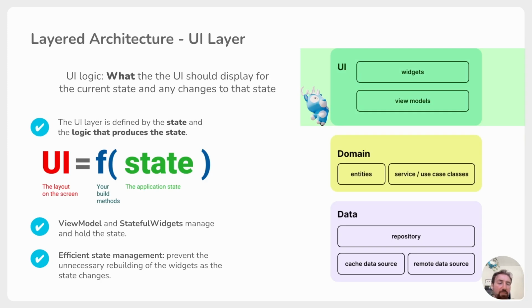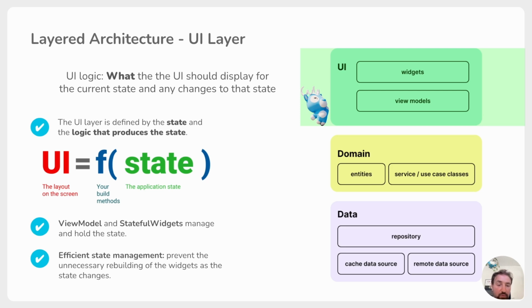They represent the real world business objects. Finally, at the top we have the UI layer. It is about what the UI should display for the current state and the changes to that state. The famous formula: UI is a function of state. We have the state. It is defined by the logic in the state holders. And we compose the widgets within the build method using the state as an input. And the output is the UI, the display.